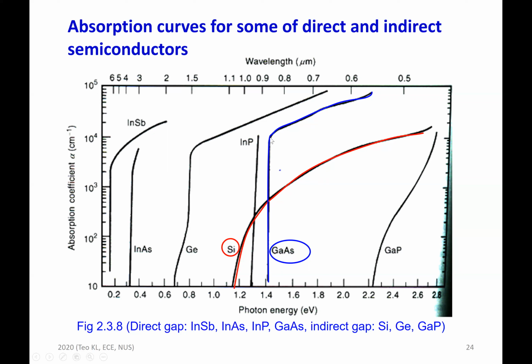It rises quite sharply. So the transition rate for an indirect transition, like silicon, is smaller compared to gallium arsenide, which has a direct absorption. Silicon has an indirect band gap of 1.12 eV, and gallium arsenide has a band gap of 1.42 eV. Now, the absorption rises much faster in the direct band gap, and then more slowly in the indirect band gap.